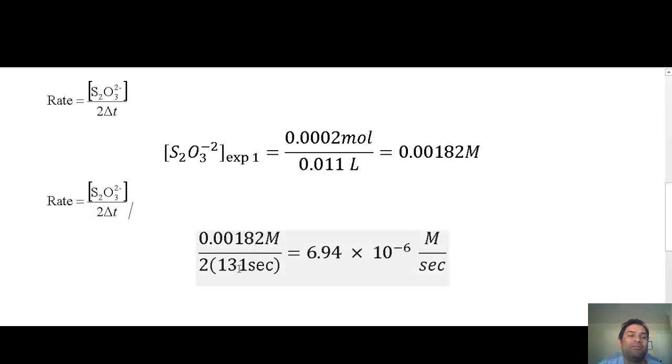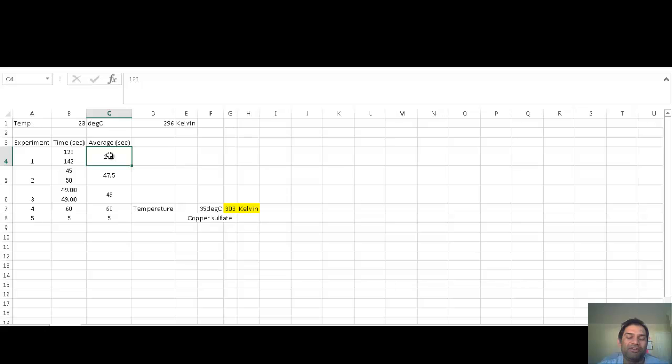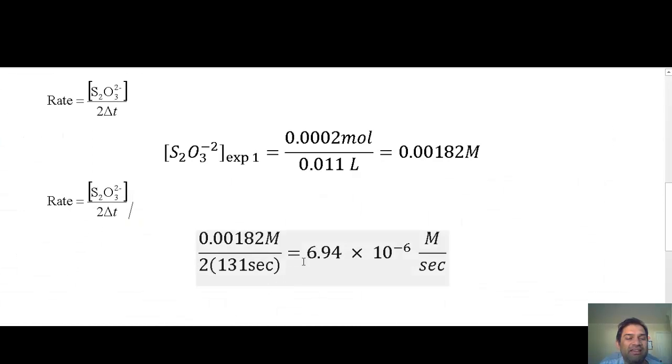The rate is going to be that concentration divided by 2 times our average time that it turned blue, and in my data it was about 131 seconds, so your data will be a little bit different. I'm getting an initial rate for experiment 1, which I'll highlight in red, as 6.94 times 10 to the minus 6 molar per second. And that's how we will get the rate for both experiment 2 and experiment 3.